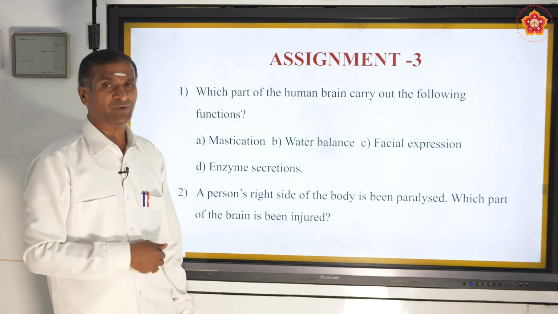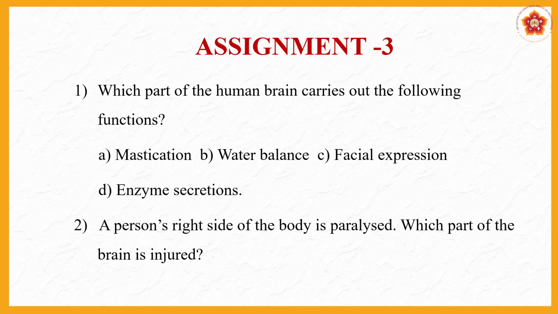The assignment 3. Which part of the human brain carries out the following functions? Mastication, water balance, facial expression and enzyme secretions. You have to name the part of the brain which carries out these functions. Second question. A person's right side of the body is paralyzed, with no reactions. Which part of the brain is injured?